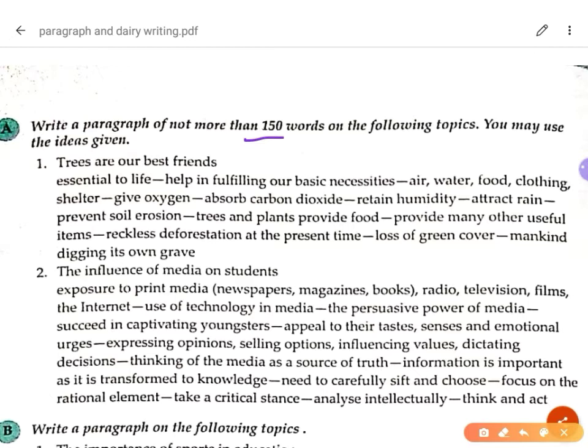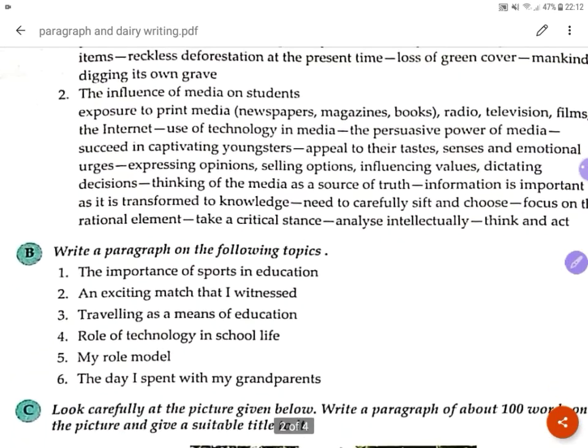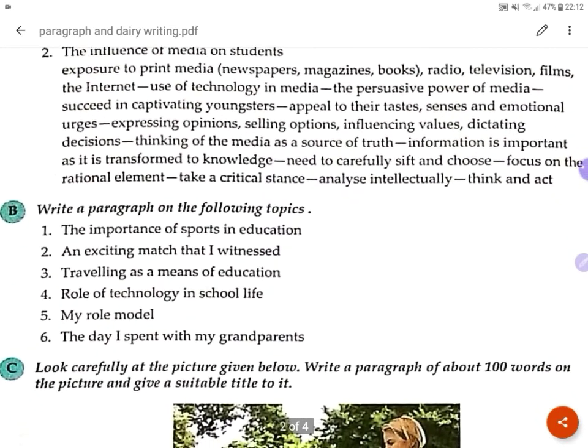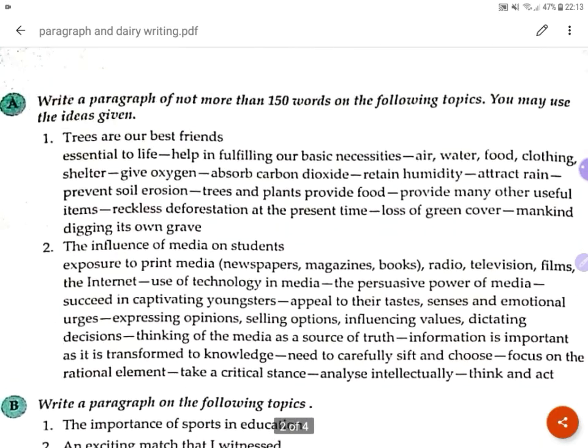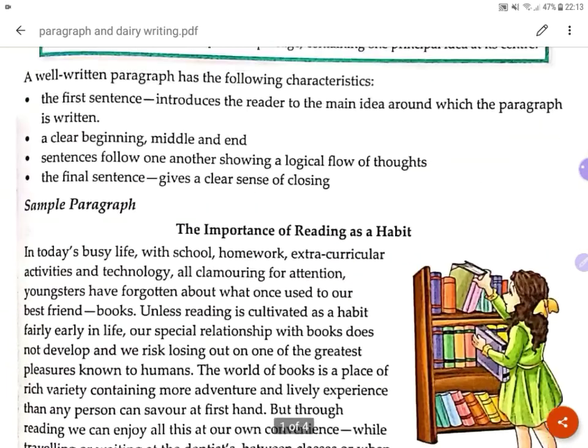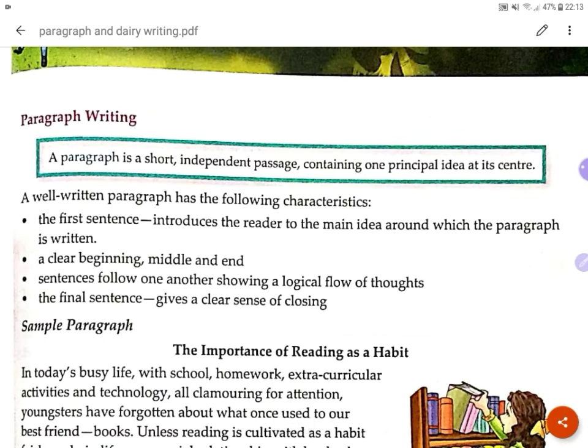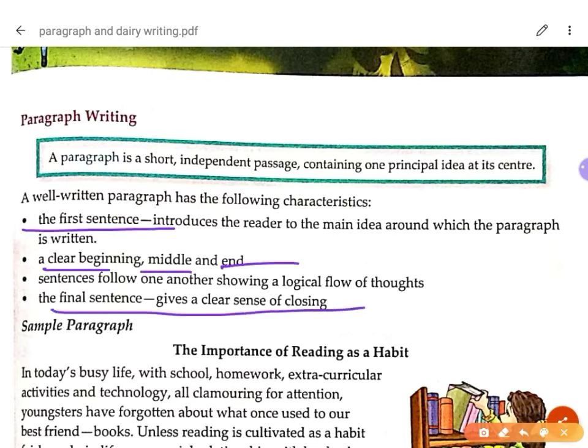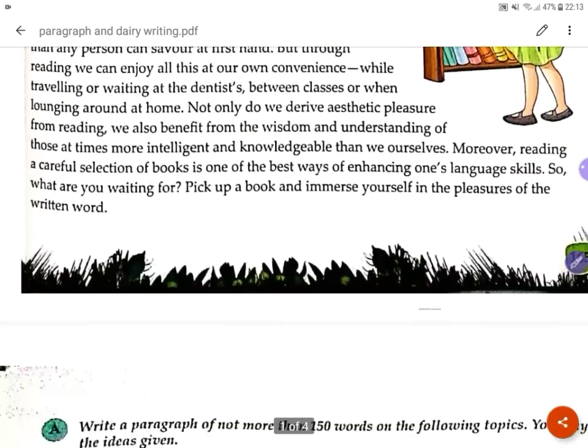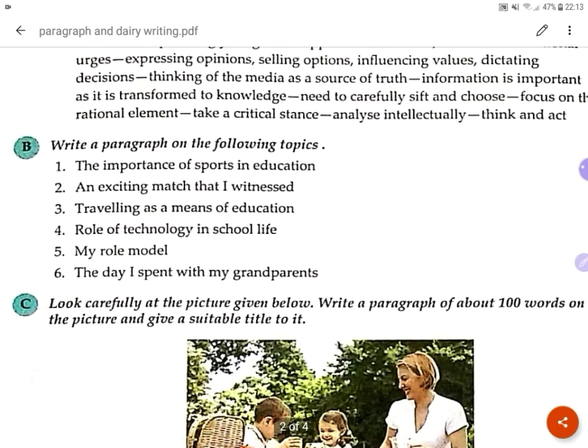So you can do both of the paragraph writings. Now another question is given: write a paragraph on the following topics. In this, you have not got the hint directly, you have to write it yourself. When you get this type of question, you'll have to remember that it should be the first sentence topic, then a clear beginning, then middle, and then end. The final sentence gives a clear sense of closing. This formula you have to apply while writing this paragraph.